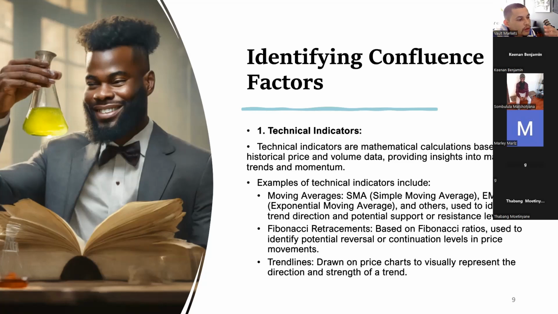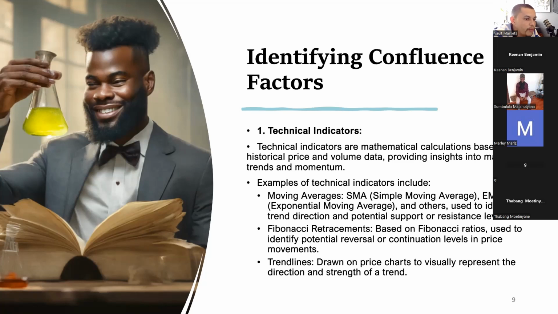The second thing is, so there's just some examples. I'll obviously walk through my own, which I do, but just to give you a perspective, things you guys have learned, and just to broaden the conversation as to what confluence is. So examples of this, like I said, is moving averages. So you have different types of moving averages. You have simple moving averages and exponential moving averages, which are called SMAs or EMAs, and others, used to identify trend direction and potential support and resistance levels.